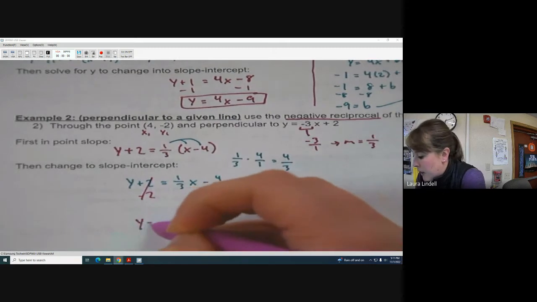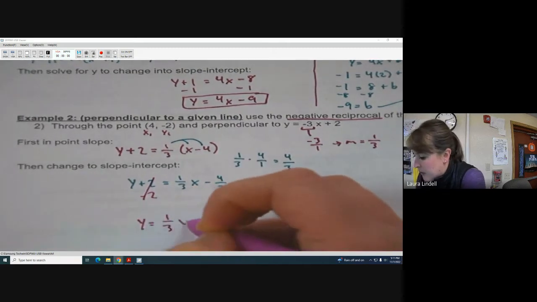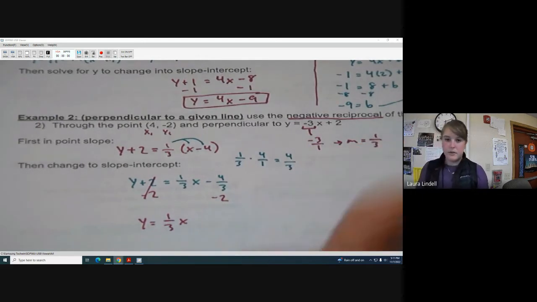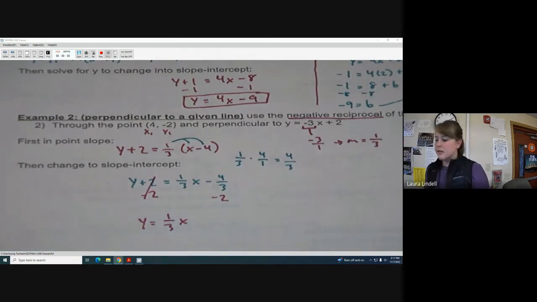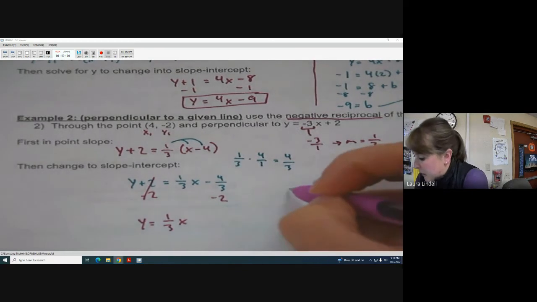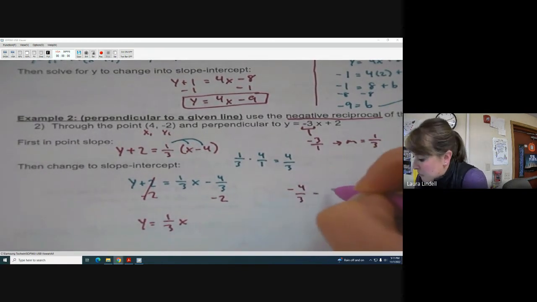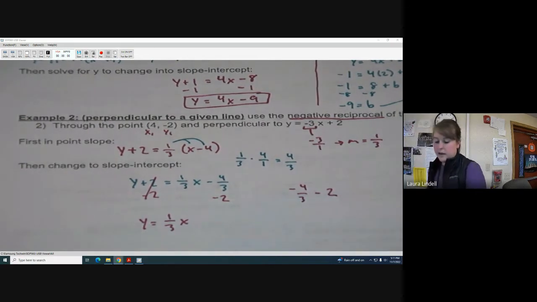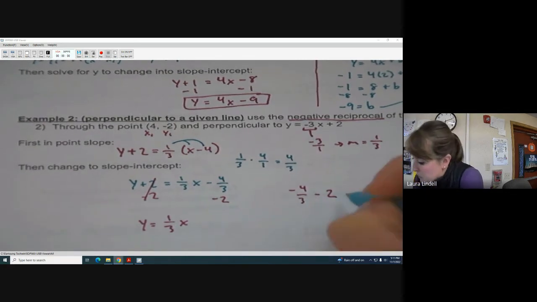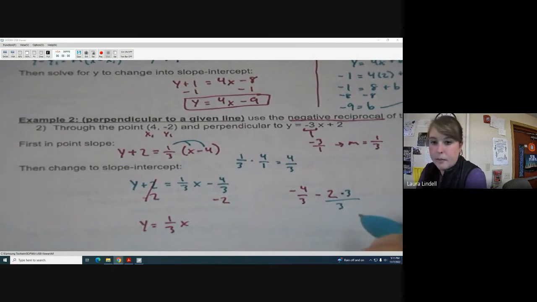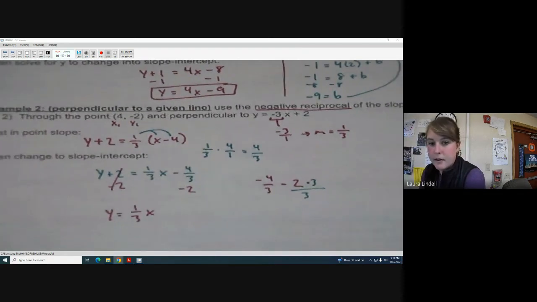So we get y equals 1/3 x, and then we have to deal with this -4/3 minus 2. There's a couple of ways we can deal with this. The first way is to go, okay, if I'm doing -4/3 minus 2, I need to make a common denominator. The denominator here is 3. So if I multiply by 3 on the top and on the bottom, then we get a common denominator.